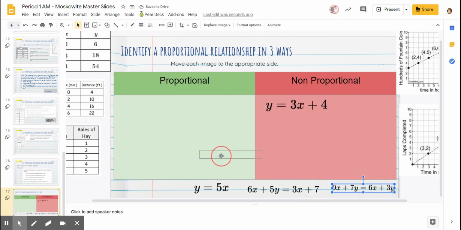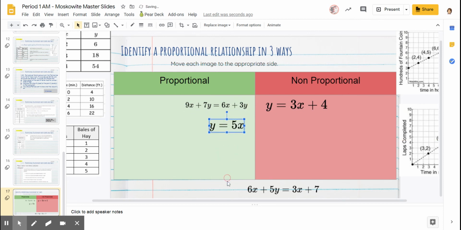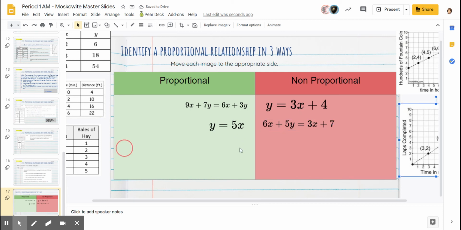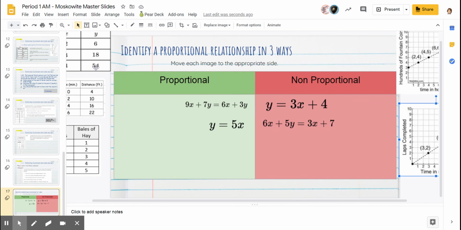Here, this one looks as though it would be non-proportional because there's adding, but I want you to notice there are only x's and y's, which means it is actually proportional because it's only multiplication and division. Very similarly, only multiplication. And the last equation does have addition that does not involve a y or an x. Then you move the graphs to the appropriate places and the 3 tables. This will suffice for understanding the 3 ways to identify proportional and non-proportional relationships. We aren't going to be doing the chapter 1 closure in our notebooks, so this is the end of the slides.